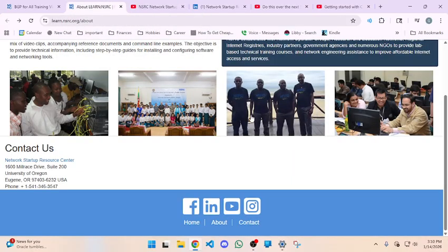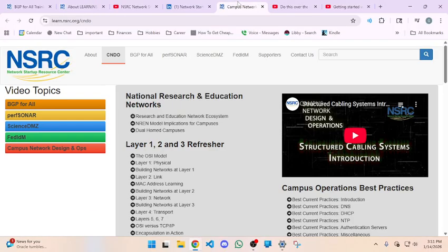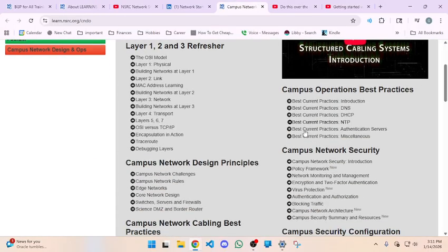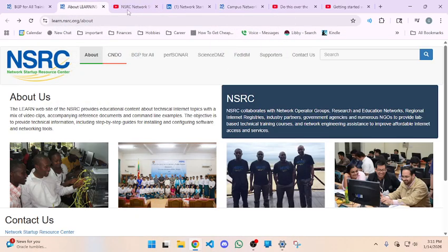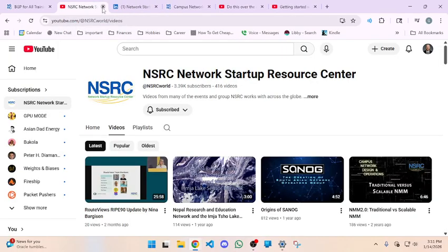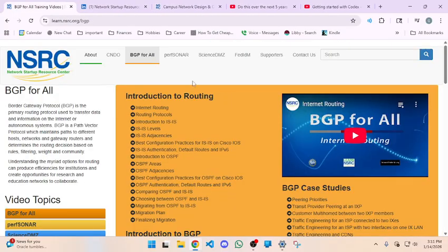So let's go ahead and do the BGP for all. I think that would be the best. So we'll start with the BGP. It looks like there's a campus network design and operations training as well. There's all kinds of training. I just think this site is wonderful, and I want it to be a part of my channel. So let's make that happen right now. And we're going to start with the BGP for all.